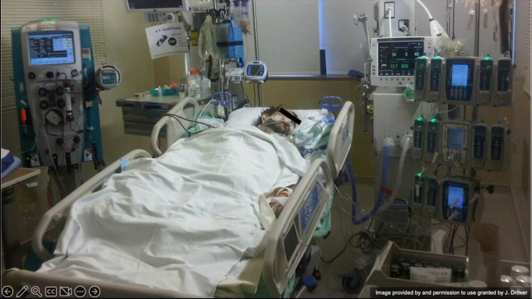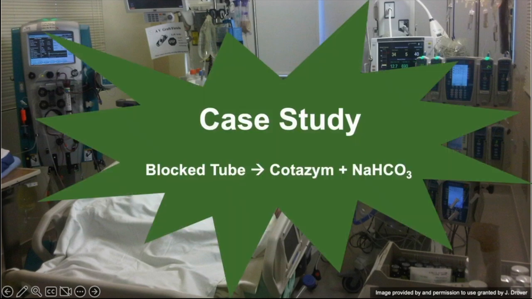Jonathan Doe's feeding tube was blocked. The nursing staff referred to the EN order sheet and carried out the standing order with codazyme and sodium bicarbonate to clear the blocked tube. Once cleared, EN therapy was able to continue.